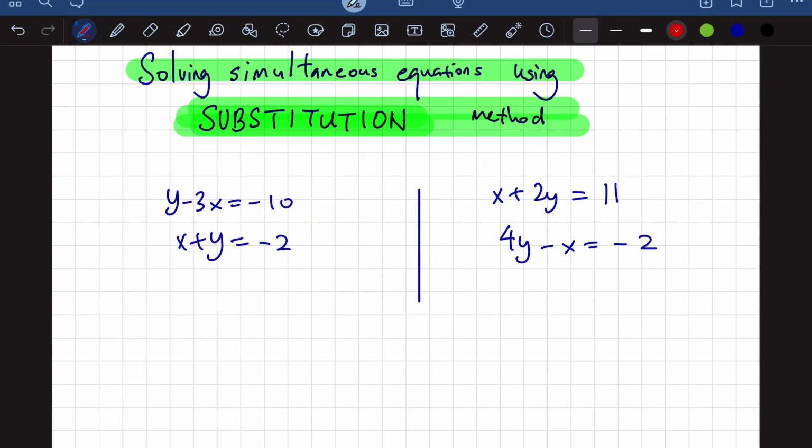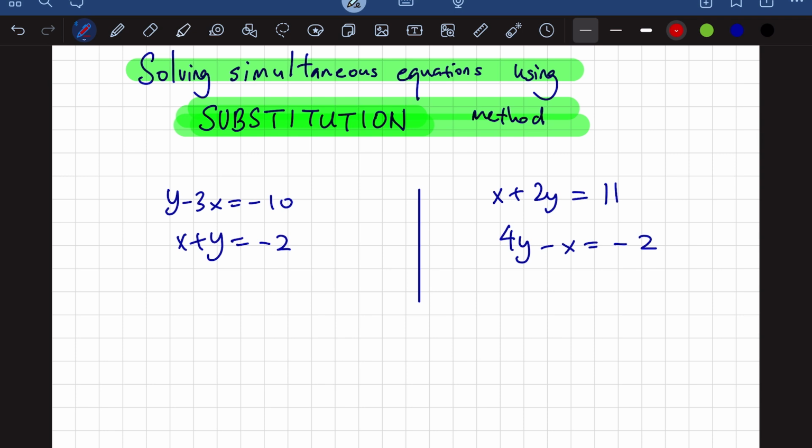Hi everyone. Today we're going to look at the solving of simultaneous equations using the substitution method. In the previous video, I showed you how to perform the solving using the elimination method. Now today we're going to look at the substitution method.